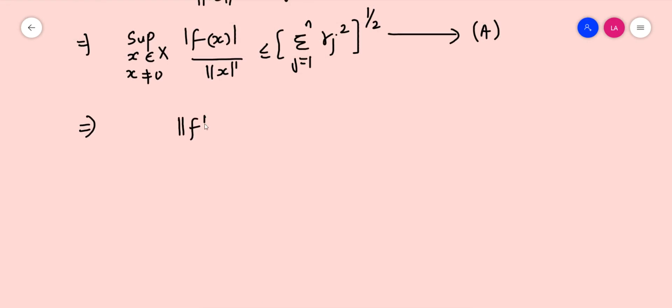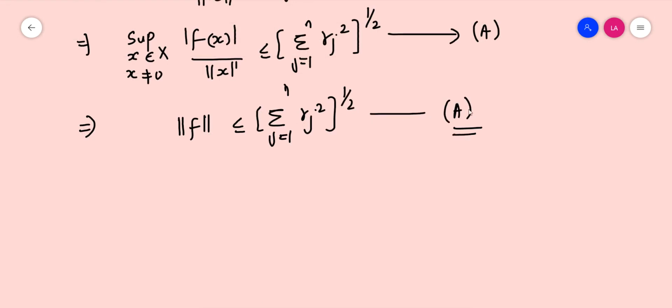That is, norm f is less than or equal to summation j equal to 1 to n gamma j square, the whole raised to 1 by 2. Let us call this equation number 1. I think this is what we need. So to have a better understanding of norm f, we have found an inequality for norm f which states that norm f is less than or equal to summation j equal to 1 to n gamma j square, the whole raised to 1 by 2.